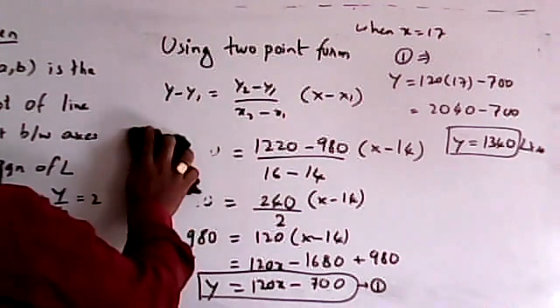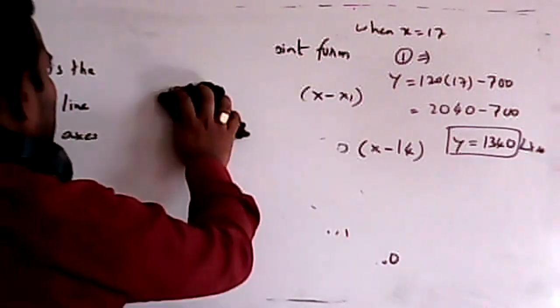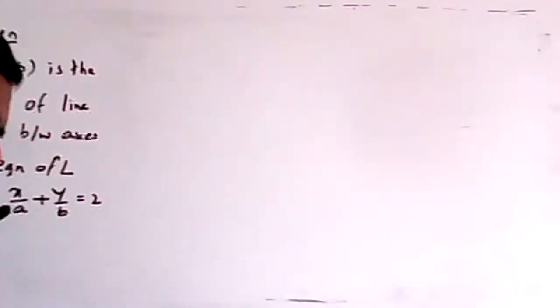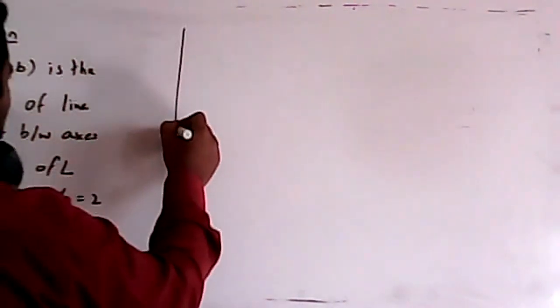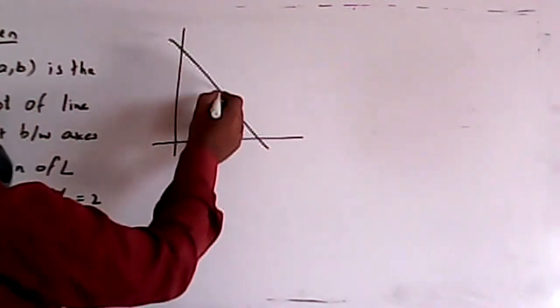However, let us imagine the question with a diagram. They were telling that there is a point on the line, and that point is a midpoint, and that line is between the axes. Then I will draw the diagram like this. The line is between the axes, and the point is exactly the midpoint.